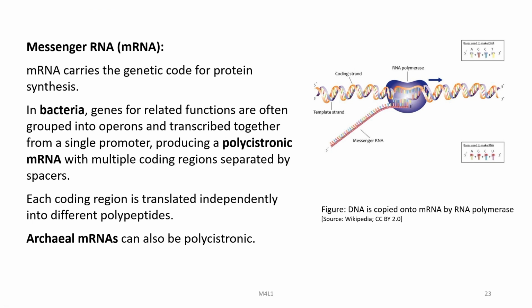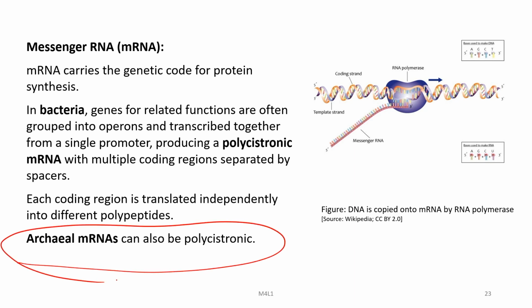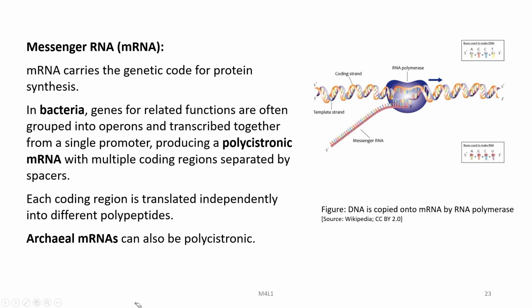In bacteria, genes for related functions are often grouped into operons and transcribed together from a single promoter, producing a polycistronic mRNA with multiple coding regions separated by spacers. Each coding region is translated independently into different polypeptides. Archaeal mRNAs can also be polycistronic.